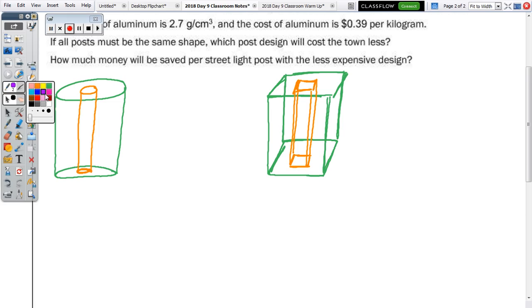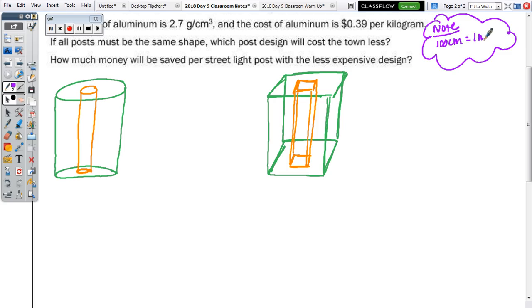So the posts for the streetlights will be 8.25 meters tall. But then the density is given in terms of grams per centimeter cubed. So I'm going to change the meters to centimeters. And let's just make a note here that there are 100 centimeters in 1 meter. So both of them are going to be 800. So 8.25 times 100 is 825 centimeters tall.